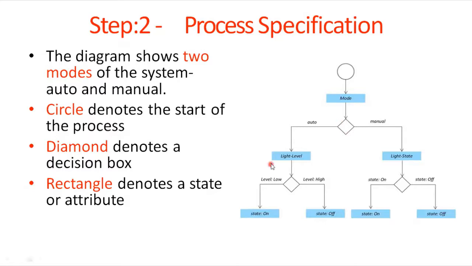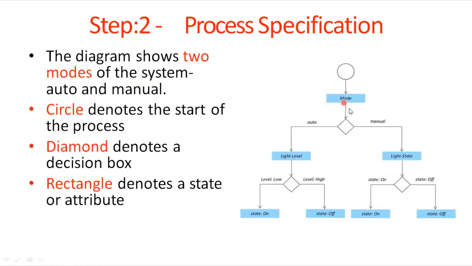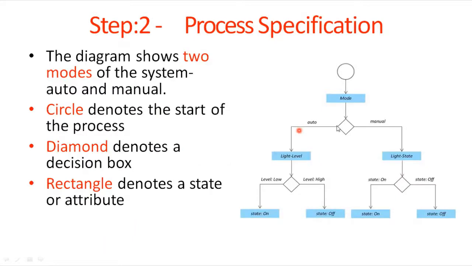And then coming to the rectangle. How can you represent the rectangle here? It is simply an attribute or state, the state or attribute value. In this case, for example, the mode is auto mode. How can you represent the mode here? The system monitors the light level. It is an auto mode.